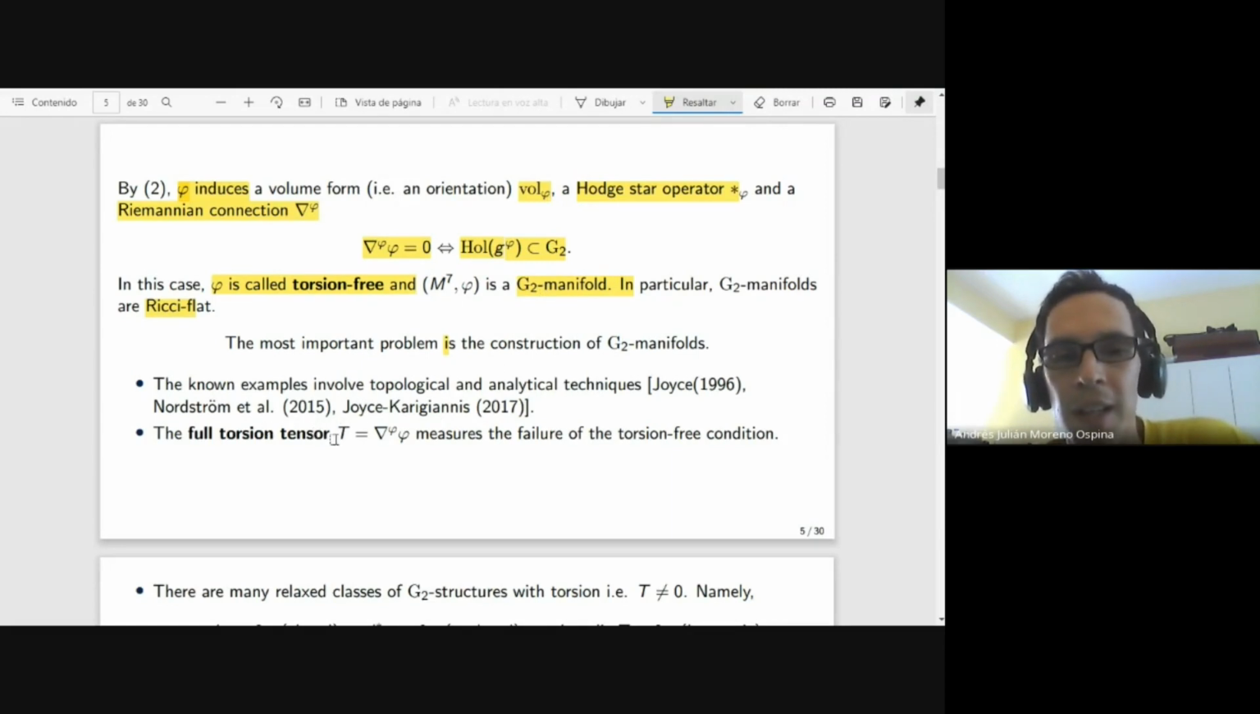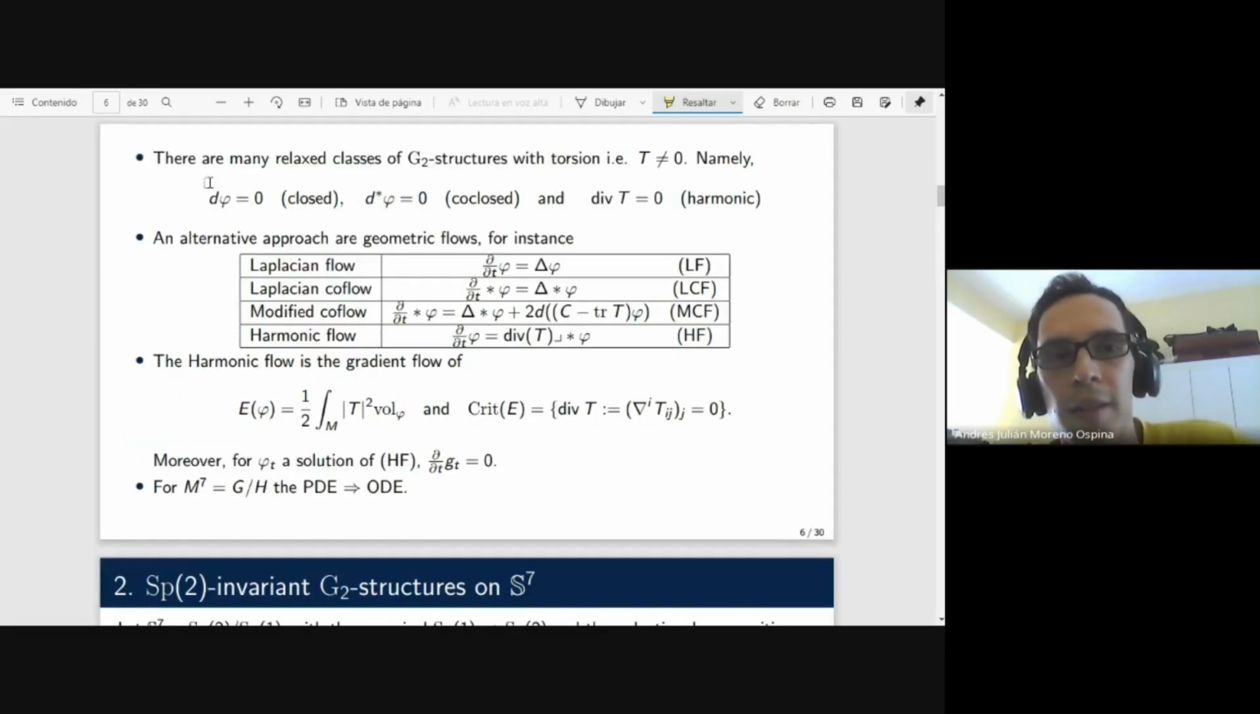But the problem is that it implies solving a nonlinear PDE. So maybe one option is to try to relax the condition of the torsion being 0, so that other classes of G2 structures arise, which are G2 structures with torsion.